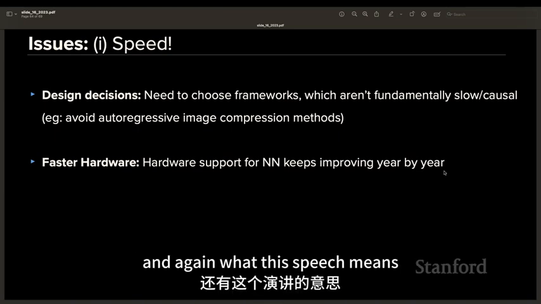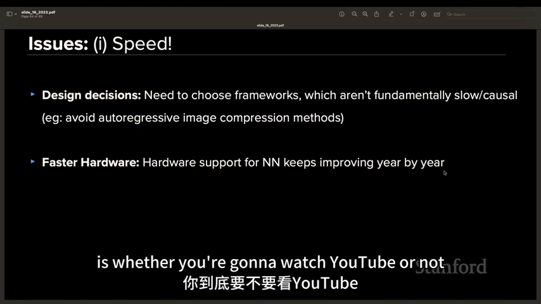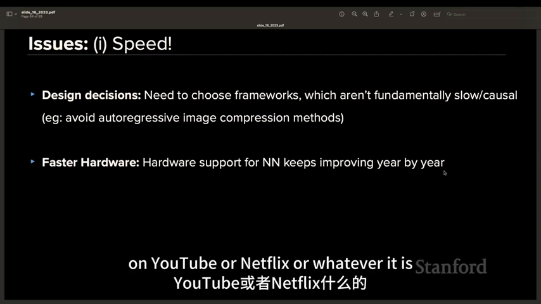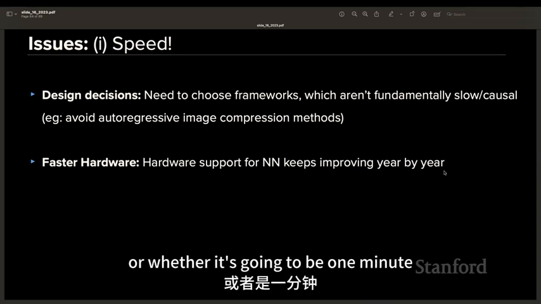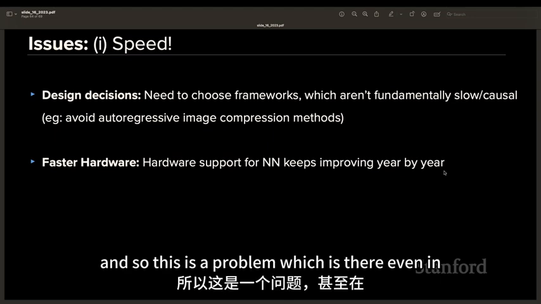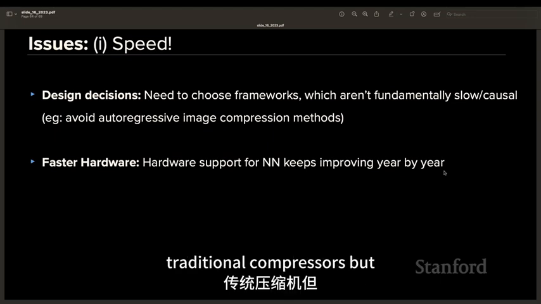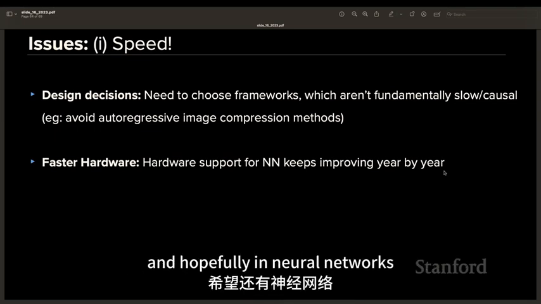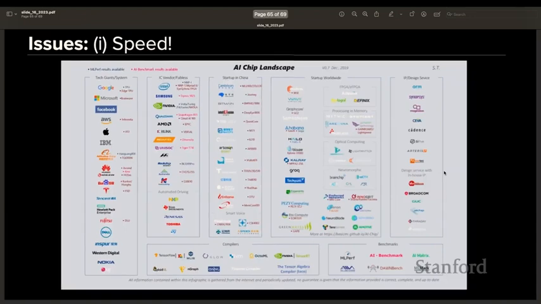like. And again, what this speed means is whether you're going to watch YouTube or not, whether that circle of death on YouTube or Netflix or whatever it is, is going to be 1 second or 1 minute. So a lot of effort goes into that. And so this is a problem which is there even in traditional compressors, but already a lot of investment and work has gone into it. And hopefully in neural nets also, we are going to see the same.